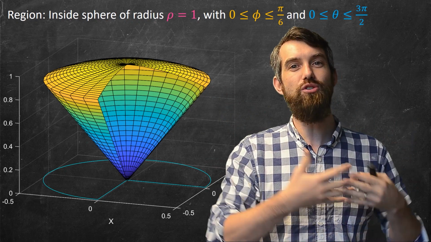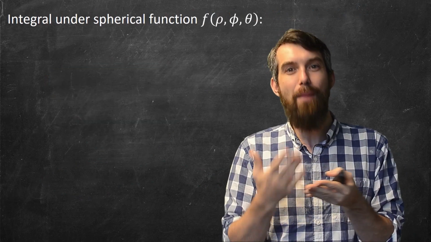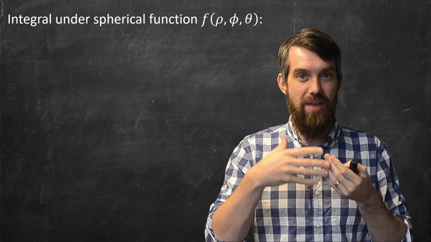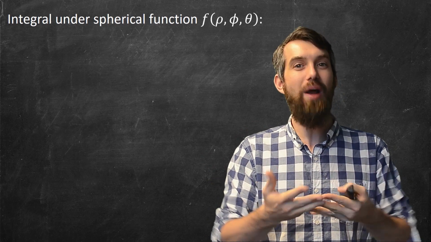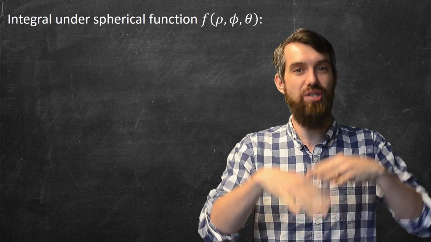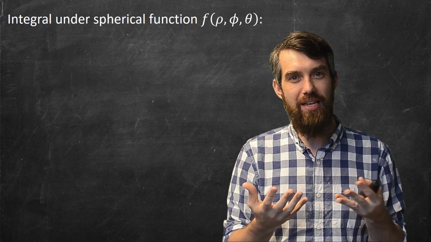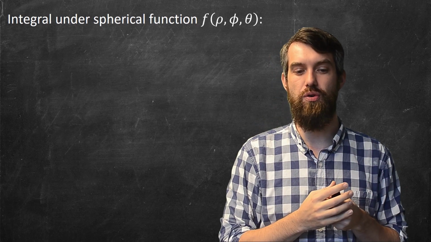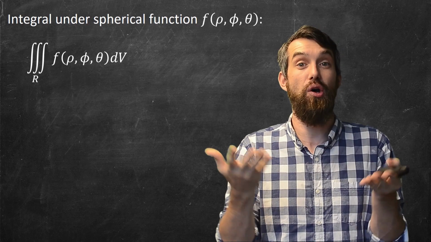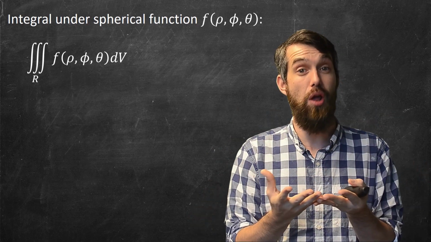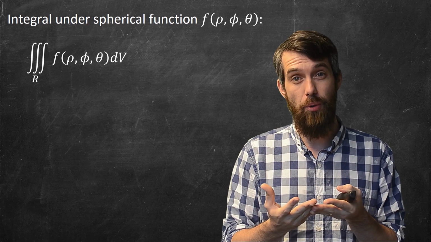But how do I integrate functions over such regions? That is, imagine I have some function in spherical coordinates, a function of rho and phi and theta. What is the integral over some domain in spherical coordinates of this particular function? That is, I want to have a triple integral of this function with respect to a little volume. This is a three-dimensional object, so the integrand is integrated with respect to a little volume.